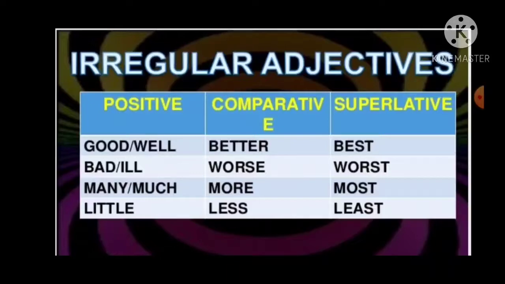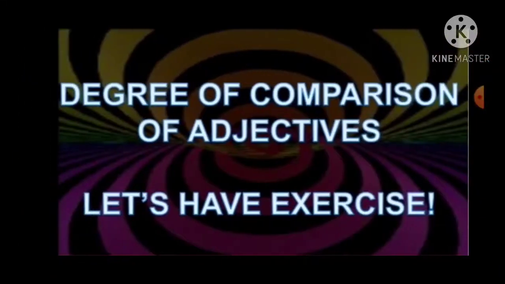So, good or well, both take better and best. Bad or ill, worse, worst. Many or much, further comparison: comparative degree is more, superlative is most. Remember this: little, less, least. We are not adding anything, we are just entirely changing the form of the adjective in comparative and superlative. This is what we call irregular adjectives, degree of comparison of adjectives.